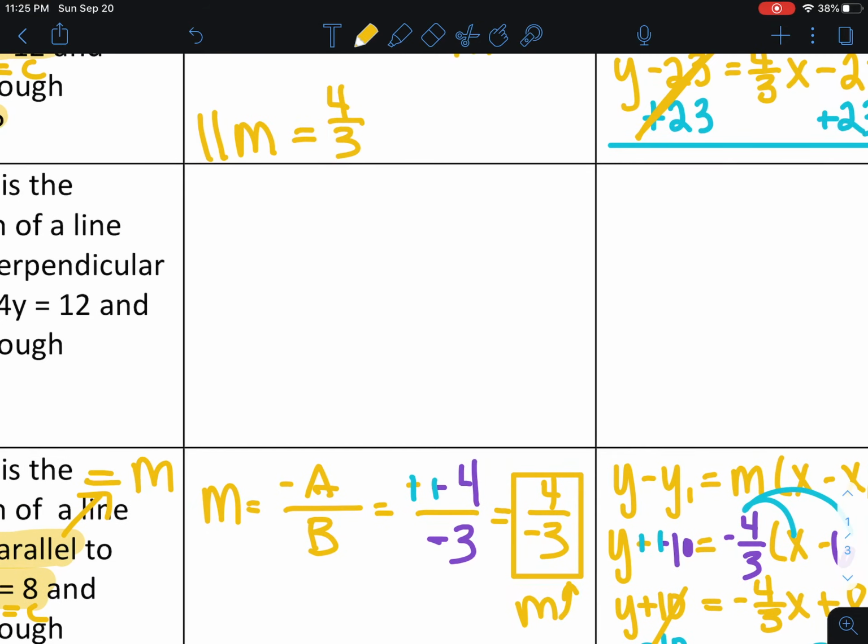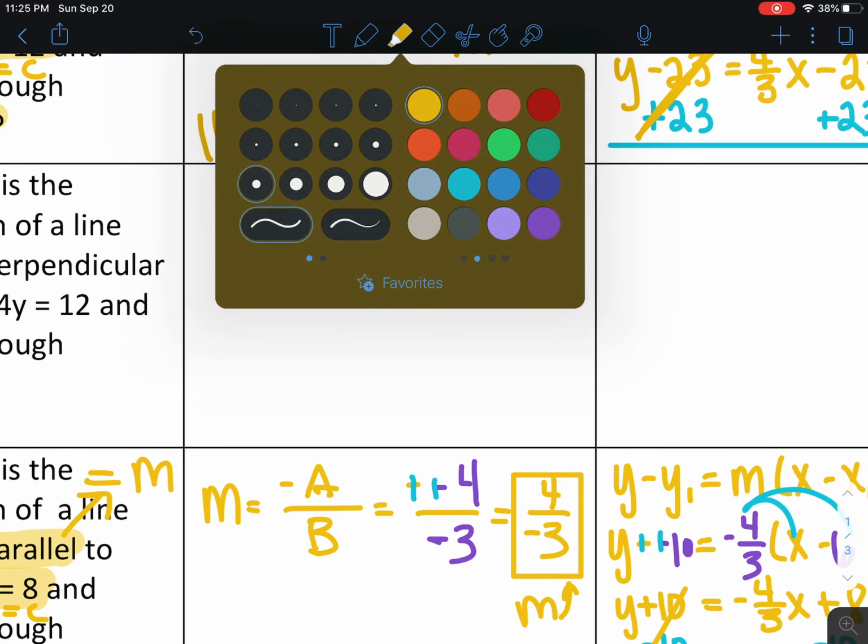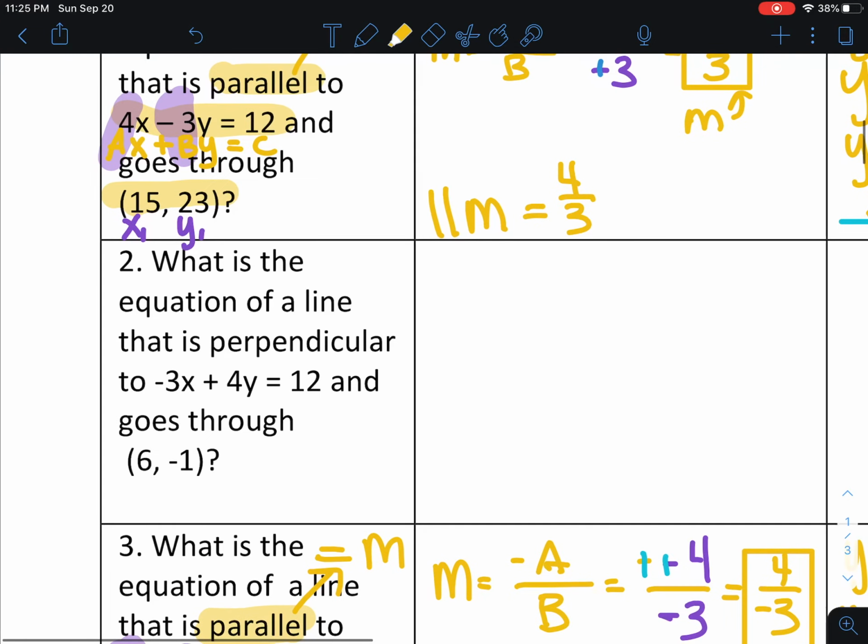Now we're going to talk about perpendicular slope, which is not equal. The slopes will not be equal this time. All the other steps are the same, but step 1 is going to have an extra part to it. So perpendicular means you need to flip and change. We call that the negative reciprocal.